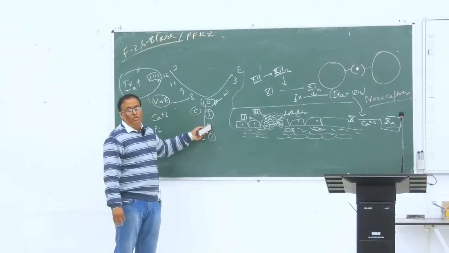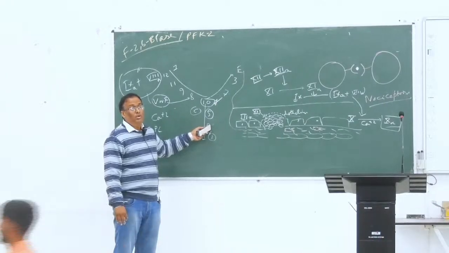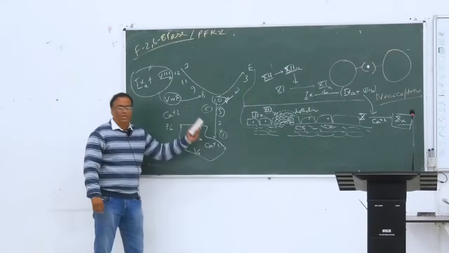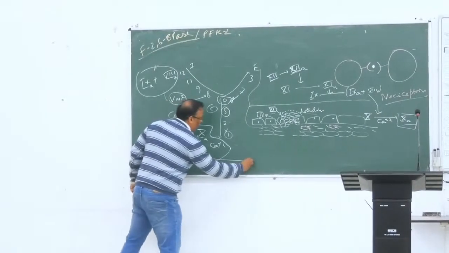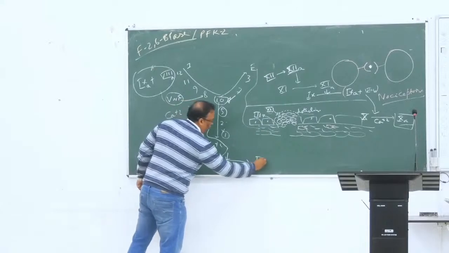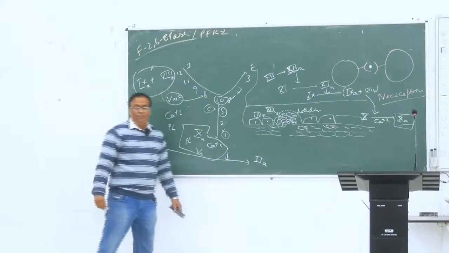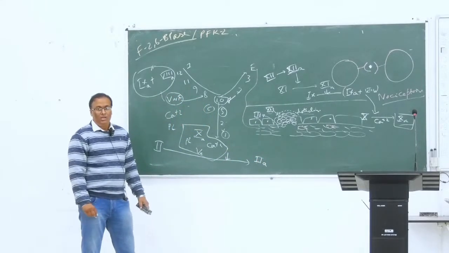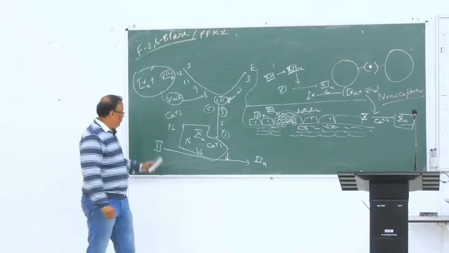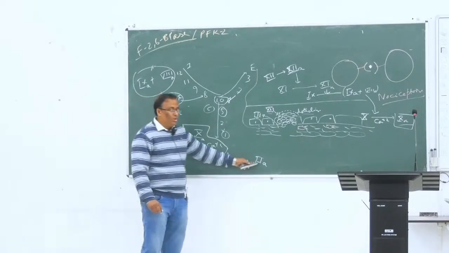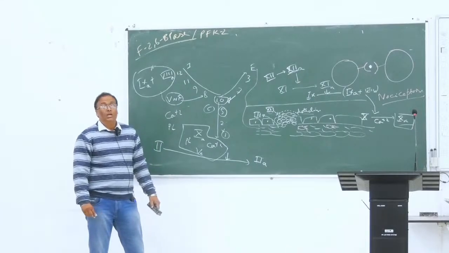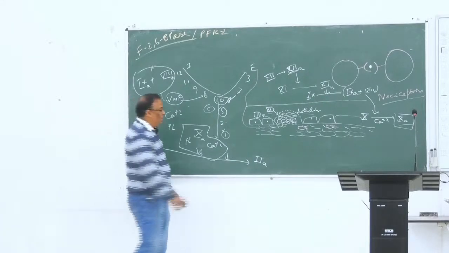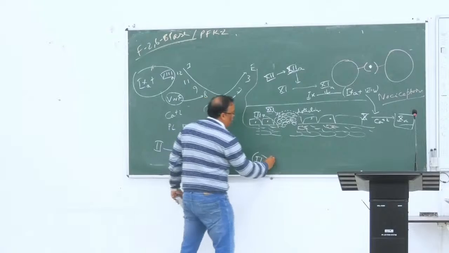Factor 2 is prothrombin. Prothrombin is converted into thrombin by the thrombinase complex. It will make the inactive prothrombin into active thrombin. So these will act on what?